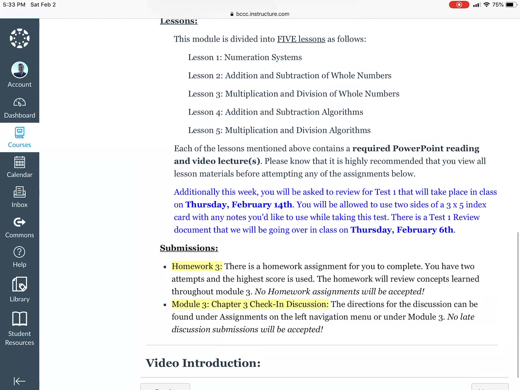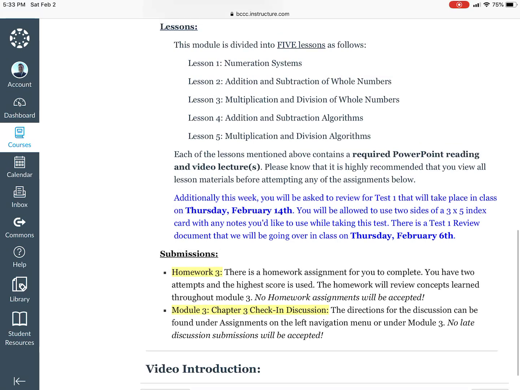And then, as I mentioned, Test 1. So there is a Test 1 review. I'll show you what that is in the module. And then I'm asking that you have that printed out when you come to class on Thursday, so that way you can follow along as we review some of those questions.